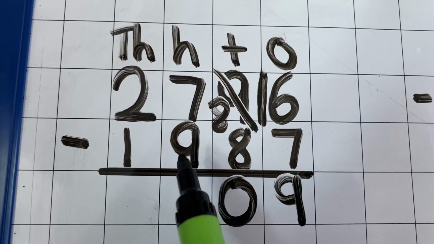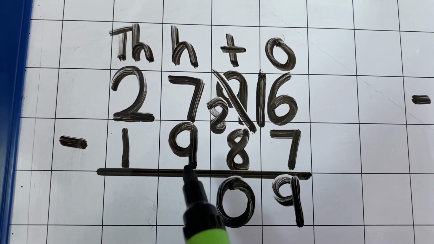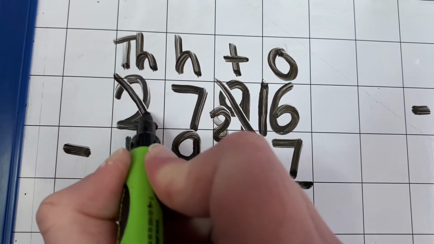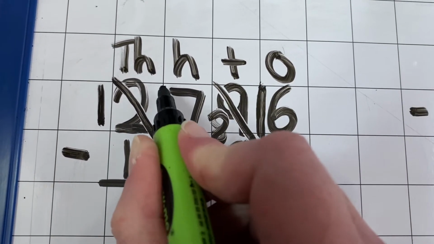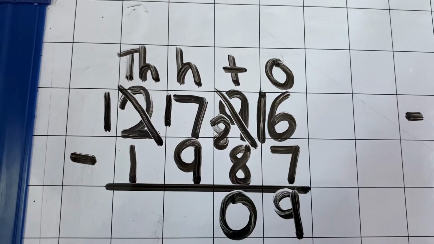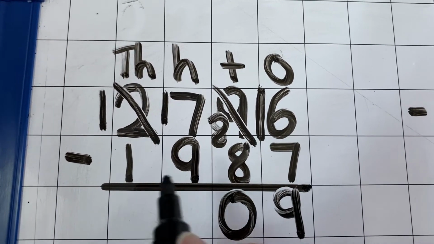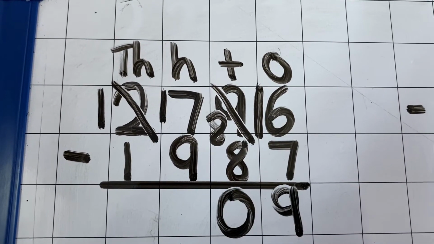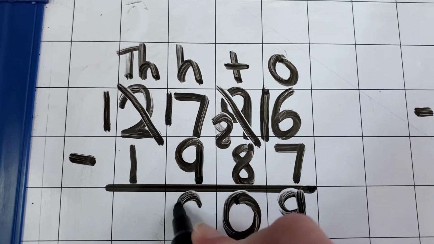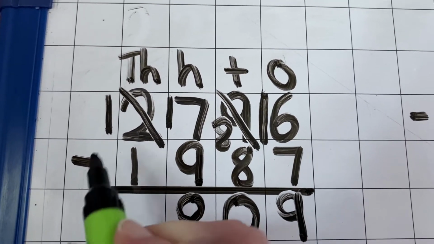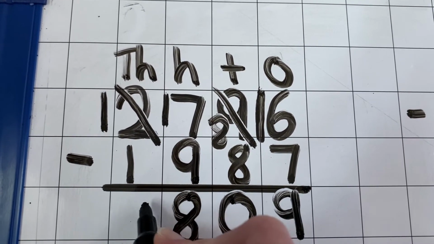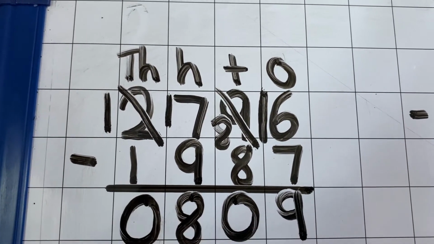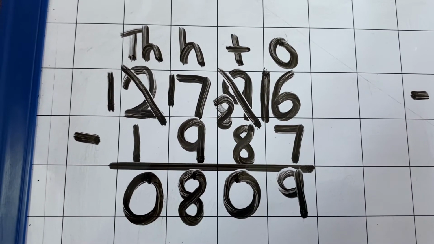700 take away 900. We know again that we're going to have to take and make an exchange. We now have 1,700 take away 900, which leaves us with 800. We now have 1,000 take away 1,000 equals 0. Therefore, our answer is 809.